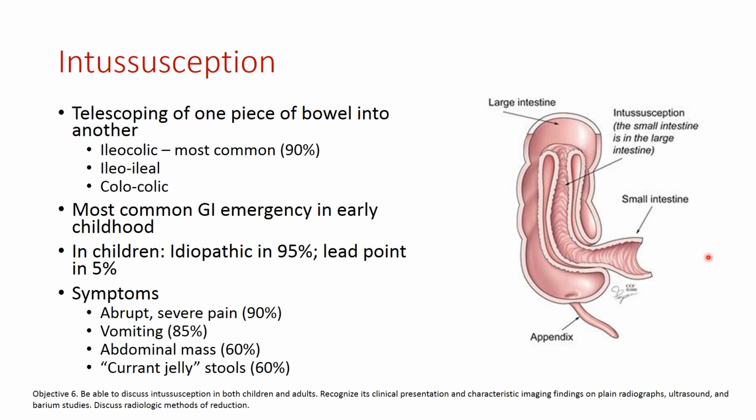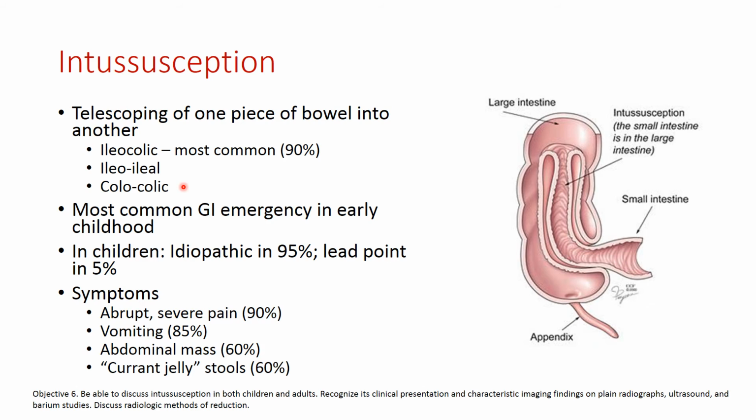Intussusception is primarily a childhood disease, although adults can get intussusception, but 94% of intussusceptions are seen in children. We can also get, in addition to ileocolic intussusceptions, ileo-ileal intussusceptions, which is much more common in adults, and also colocolic intussusceptions. This is the most common gastrointestinal emergency in early childhood, from about ages newborn to 5 years old or so.